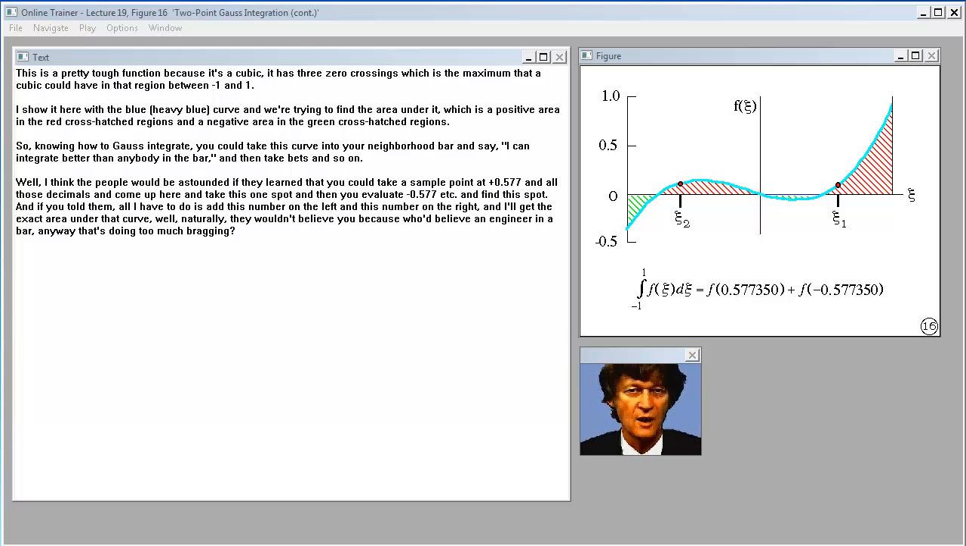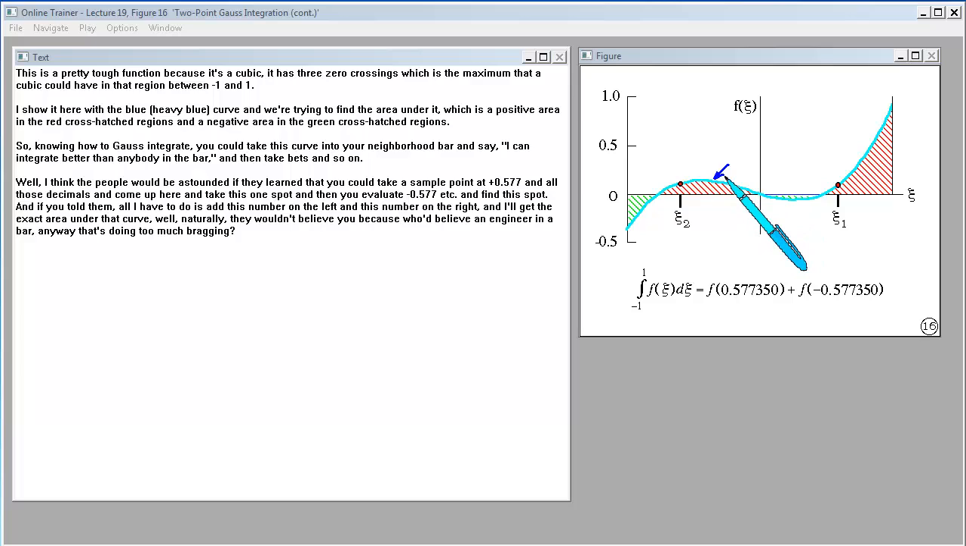This is a pretty tough function because it's a cubic. It has 3 zero crossings, which is the maximum that a cubic could have in that region between minus 1 and 1. I show it here with a heavy blue curve, and we're trying to find the area under it, which is a positive area in the red cross-hatched regions and a negative area in the green cross-hatched regions.